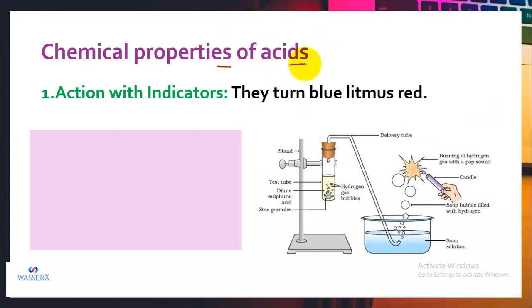Let's start with the chemical properties of an acid. See, the first chemical property is the effect of acid, or the action of acid, with indicators. We have a lot of indicators that we'll be taking up in the next video. Indicators are certain chemical substances which change their own color when they are treated with an acidic substance or a basic substance. So if we treat an acid with an indicator like litmus, then acids turn blue litmus red. That is, blue litmus solution is turned into red. Right. So this is the first property which we have studied for acids.